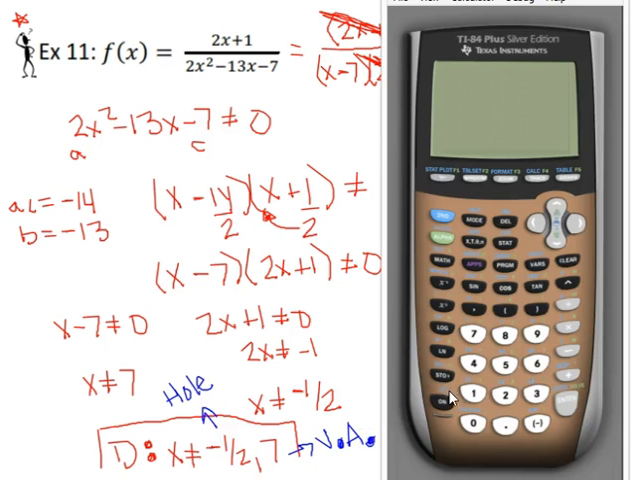So let's actually graph it to check it out. Alright, so we're going to clear that out. The whole top in parentheses, 2x plus 1, divided by the denominator, 2x squared minus 13x minus 7. Now before I hit graph, I'm going to change my window because I'm only dealing with 5s, but notice how I want to go all the way over to a 7. So I'll keep my x value at 5, but I'm going to go all the way over to 10, just so I can see that x value of 7.